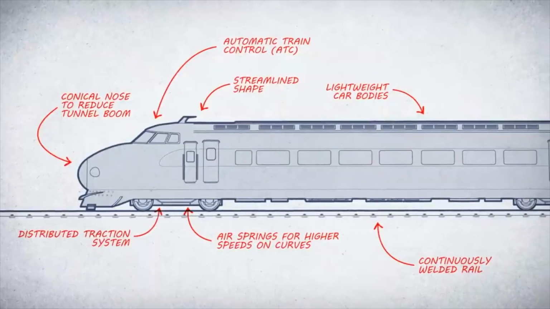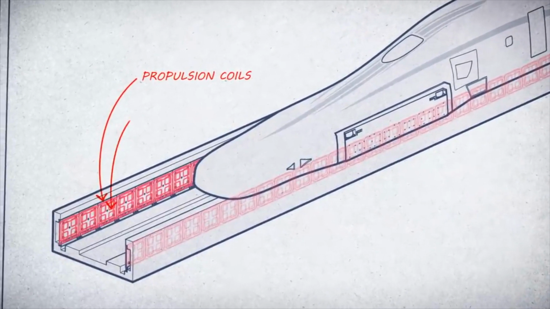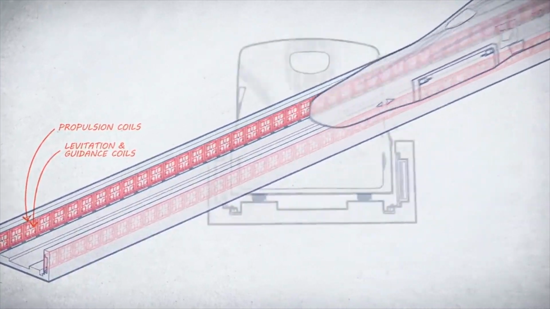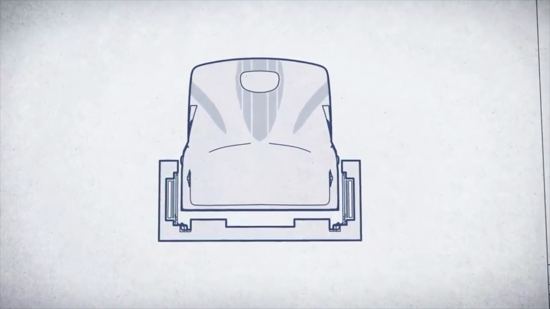loops. This system of train transportation uses two sets of magnets, one to repel and push the train up off the track, and another to move the elevated train forward.